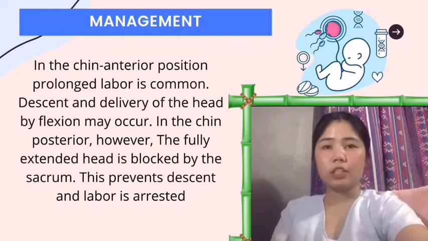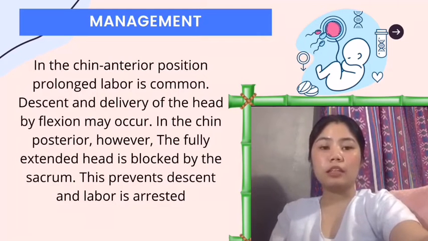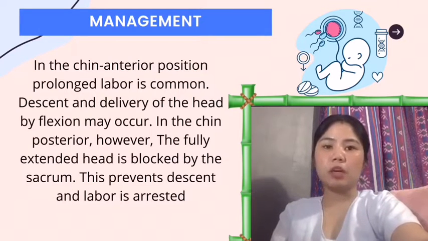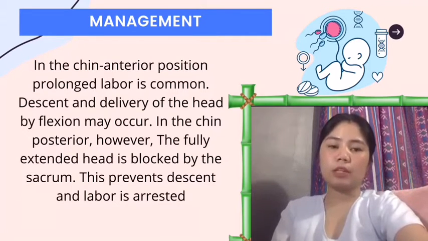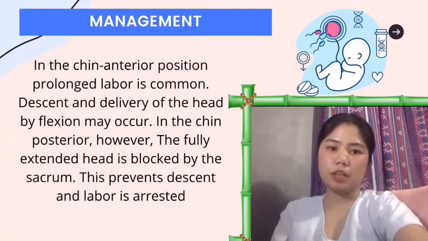Management. In the chin anterior position, prolonged labor is common. Descent and delivery of the head by flexion may occur. In the chin posterior position, however, the fully extended head is blocked by the sacrum. This prevents descent and labor is arrested.